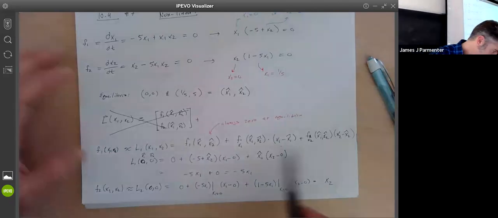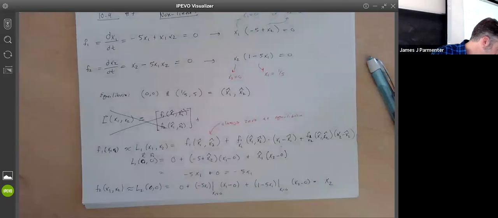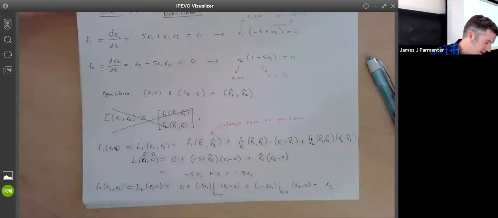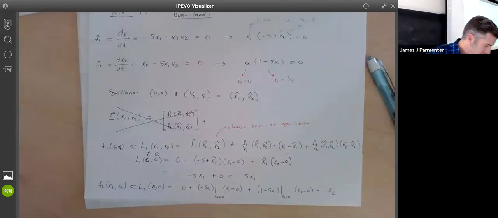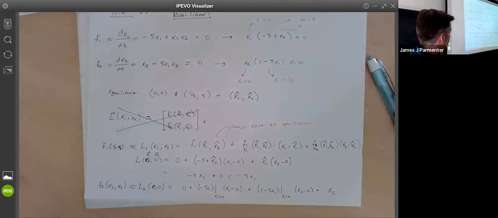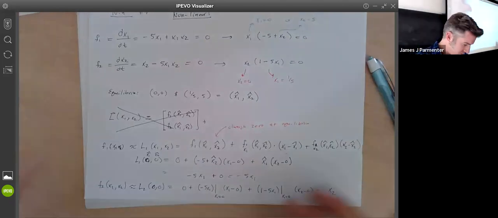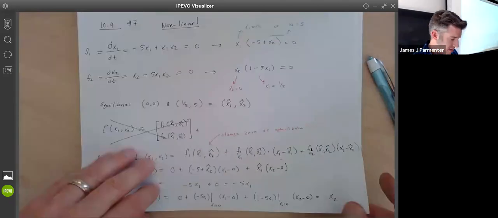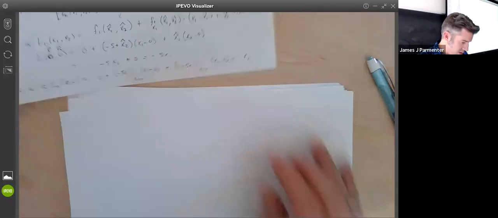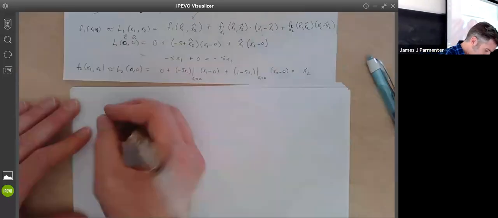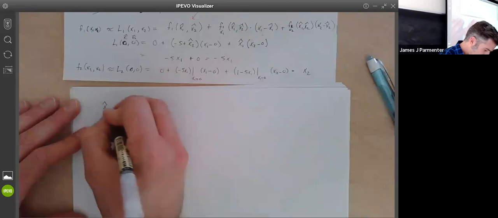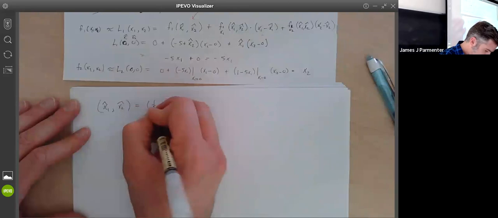Interesting. Oh yeah, that's with that one. So let me check one thing here. Oh, I see. Okay. Let's do the other one because there's also another equilibrium. So let's look at equilibrium 1/5, 5. So x1 hat, x2 hat equals 1/5, 5.